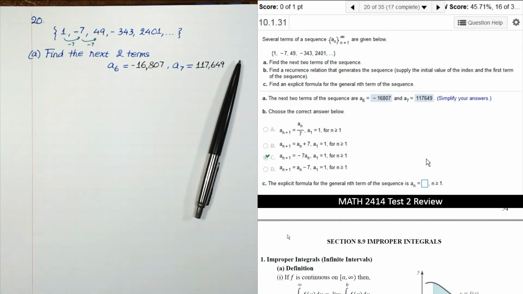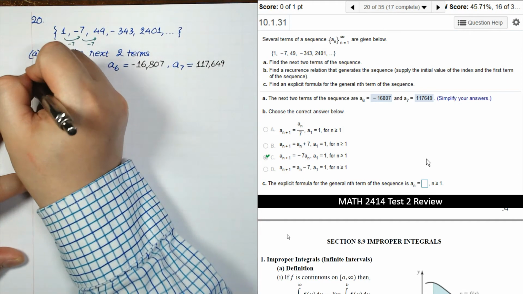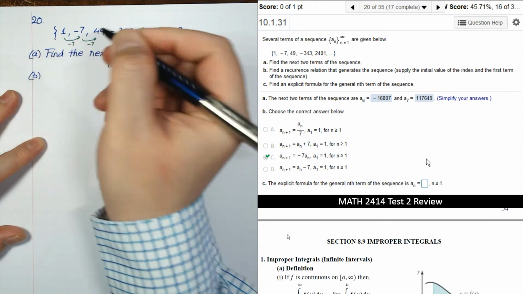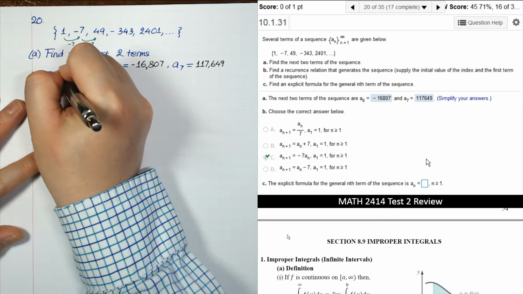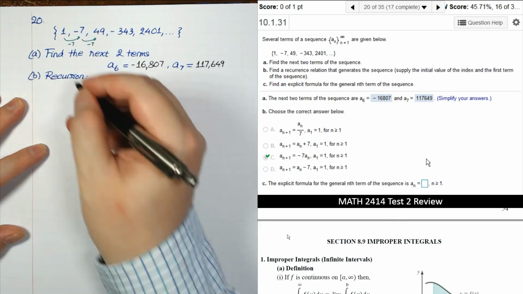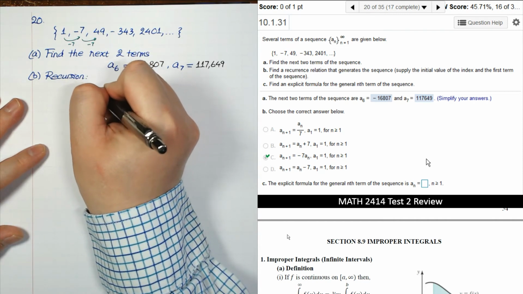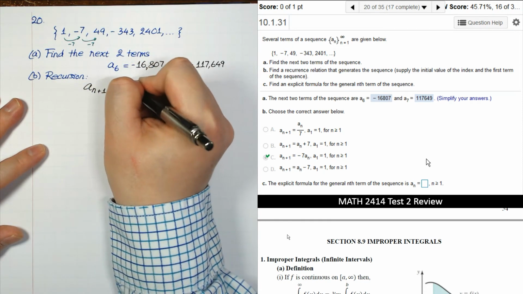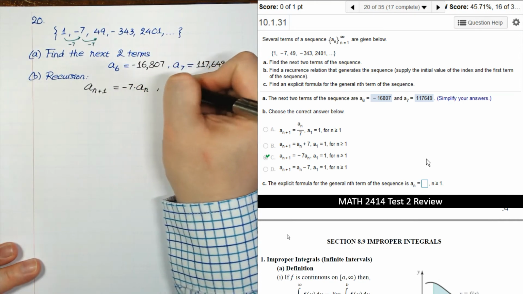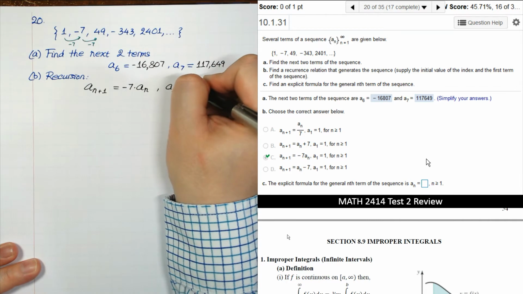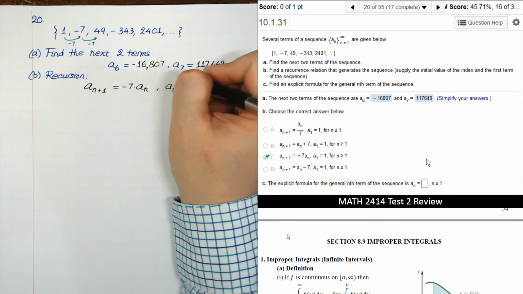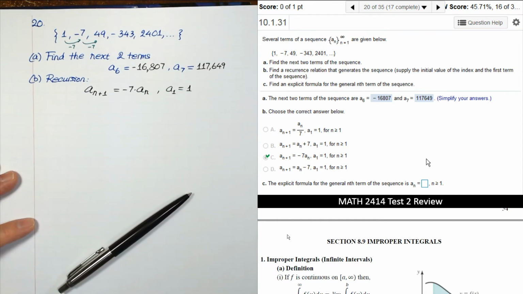And now to find the explicit formula. B is recursion. In order to get to the next term, we take this term times -7, where the first term is 1. We have to know where we start on the sequence. Right, C.